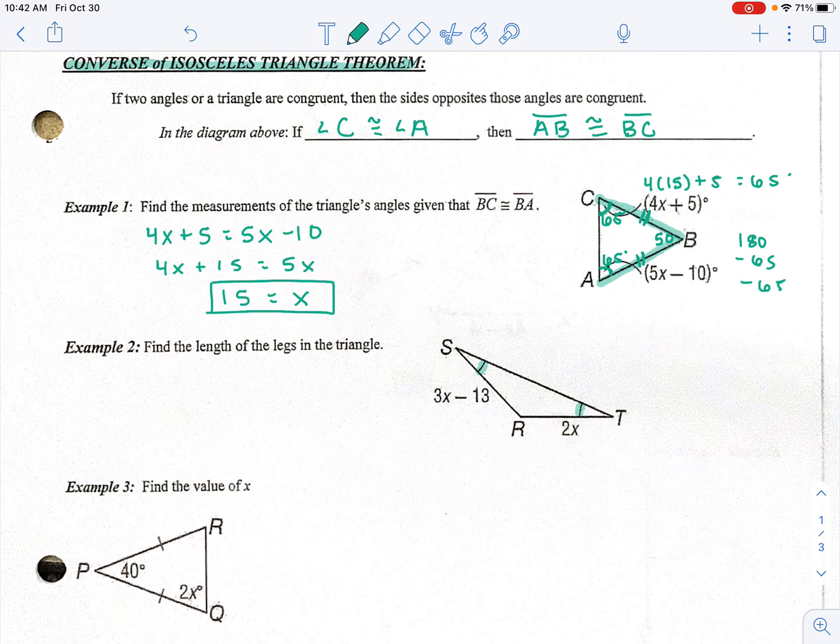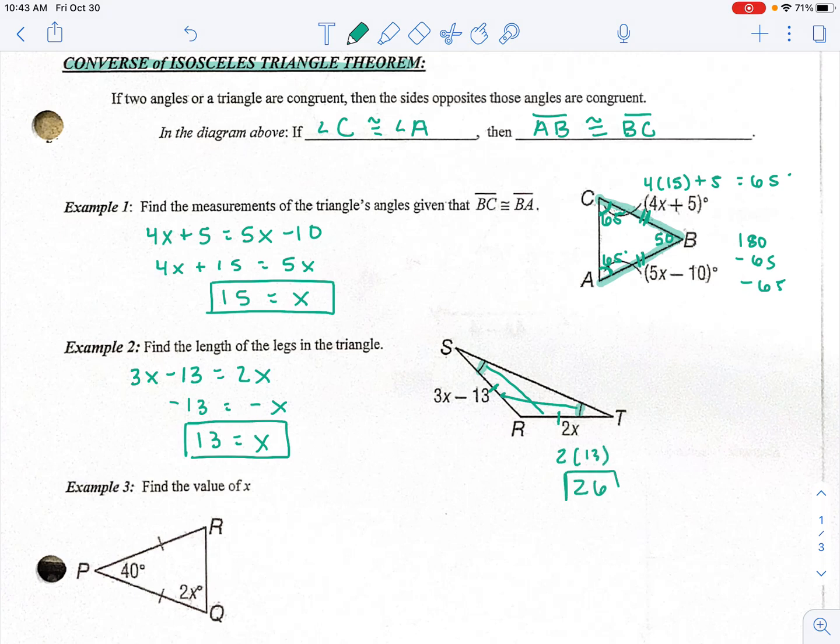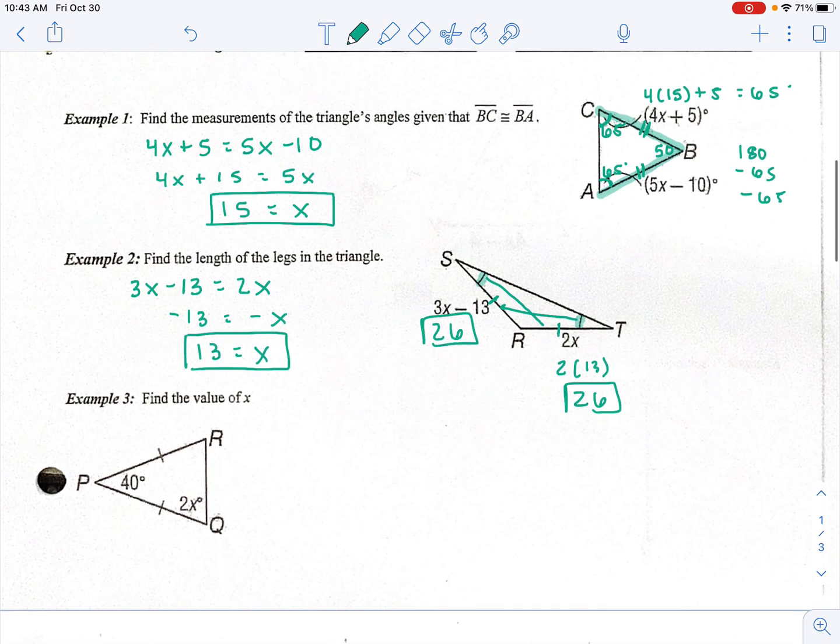Example 2 says find the legs of the triangle. If we look at this picture, it tells us that angle S and angle T are the same, which means we can assume that the sides opposite of those are going to be congruent. The side opposite of angle T is this one right here, so I'm going to put a congruent mark. The side opposite of angle S is right here, so I put a congruent mark here. So we know that those two sides should be equal, so I can say 3x minus 13 equals 2x. I'm going to subtract 3x from both sides, divide by -1, and I get x is 13. They want us to find the length of the legs. We're going to plug that back in. 2 times 13 is 26, which makes this side also 26.